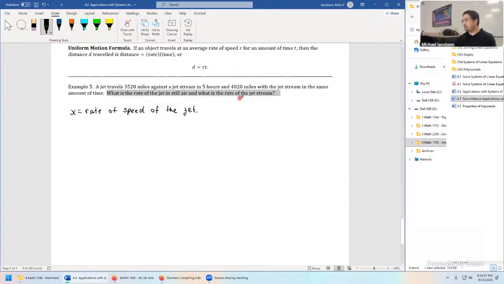We also want to know what is the rate of the jet stream, how fast is that going? We can label that as y. y equals the rate of speed of the jet stream.